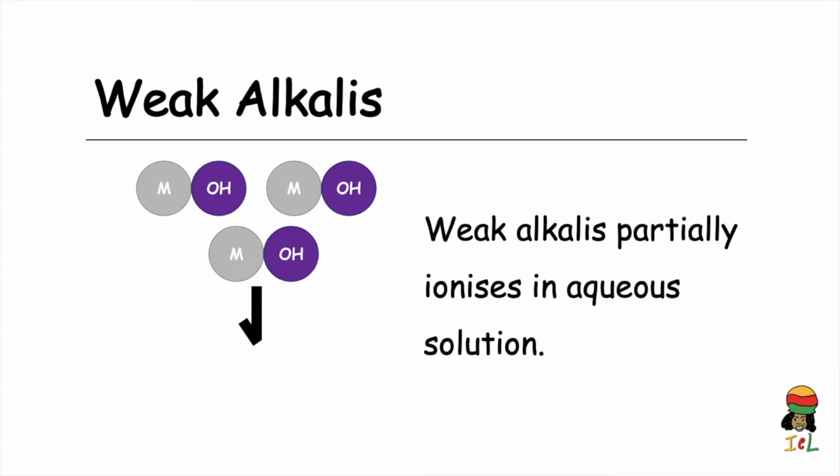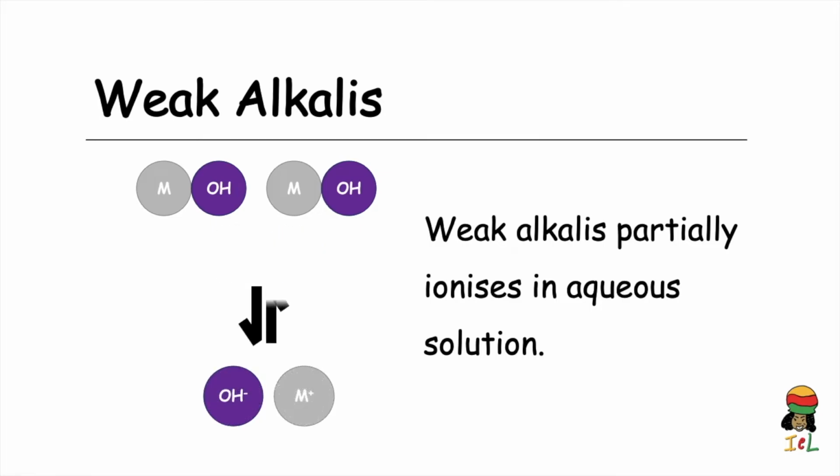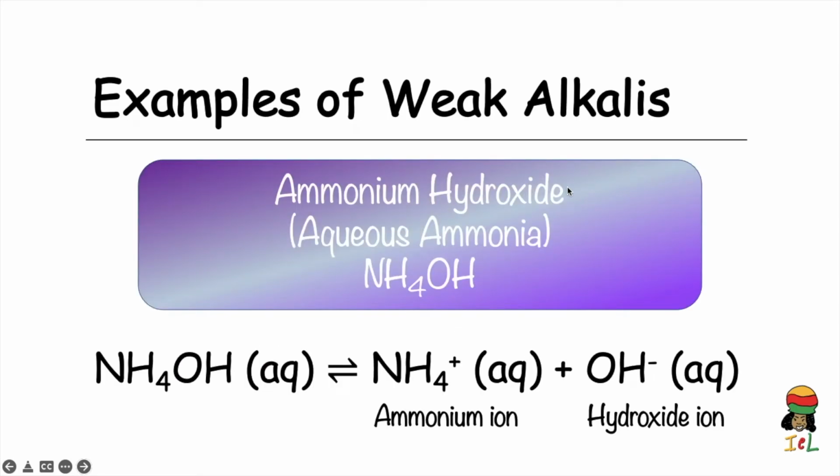That is, only a few alkali molecules dissociate into ions at any given time. We know the reaction is reversible, as the alkali molecules that dissociate into ions, those ions can rejoin to form alkali molecules. So a weak alkali solution will contain alkali molecules as well as the dissociated ions, the cation and the hydroxide ion. An example of a weak alkali is ammonium hydroxide, also known as aqueous ammonia, the chemical formula NH4OH. Aqueous ammonia dissociates to release the ammonium ion NH4+ and the hydroxide ion OH-.